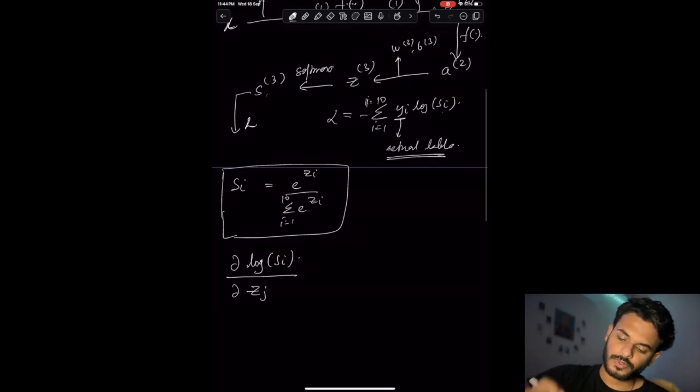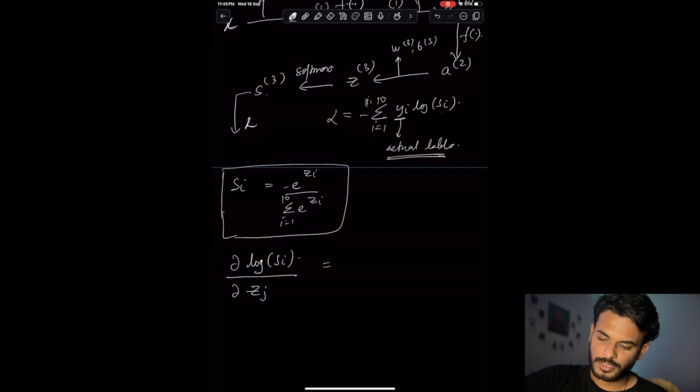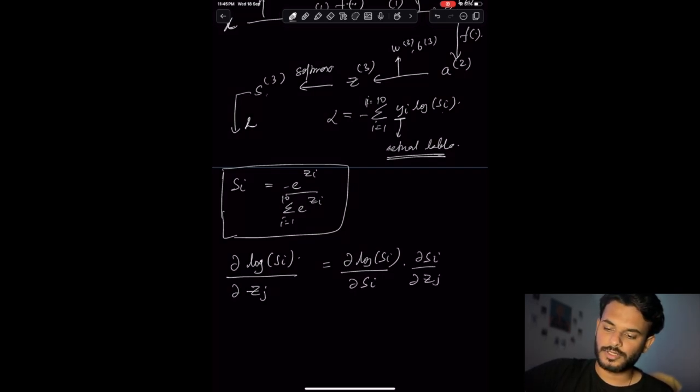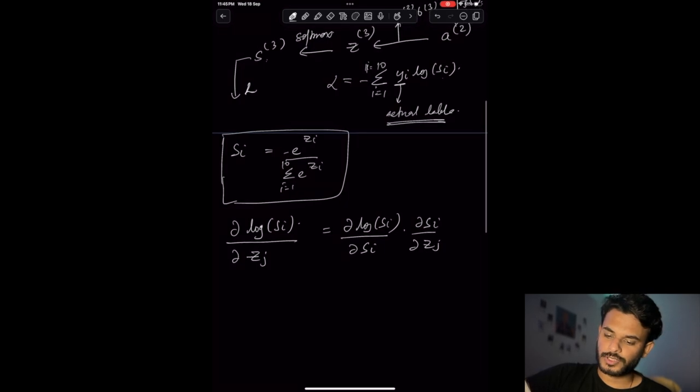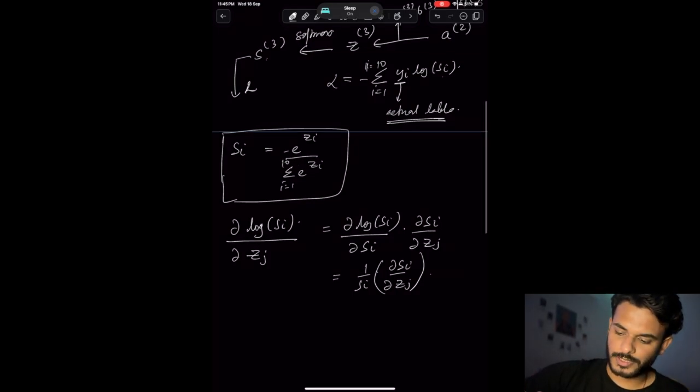Now, what is si? Si is a function of e raised power something, the typical formulation. So its derivative we can write using the chain rule: del of log si with respect to si into del of si with respect to del of zj. Cool. So this will be 1 upon si into del of si with respect to del of zj. It's just to make things a bit simpler.